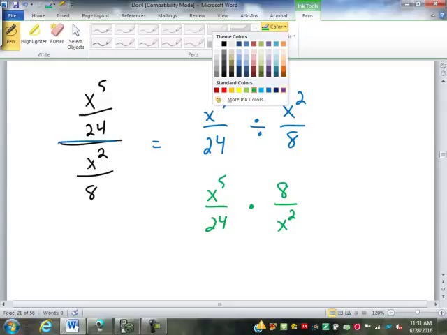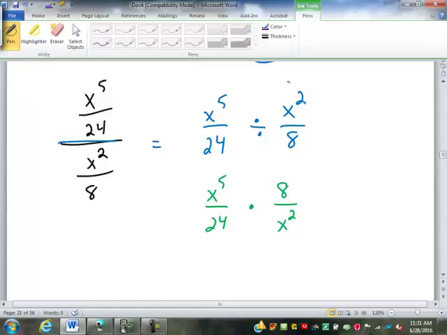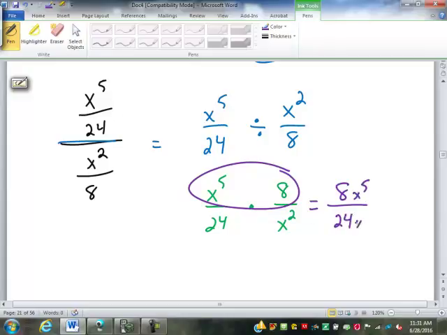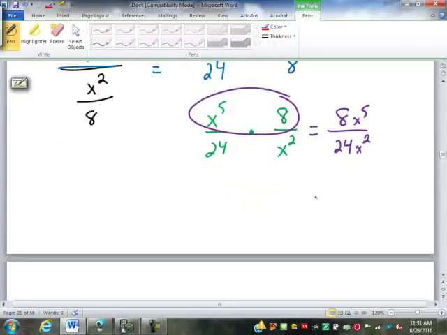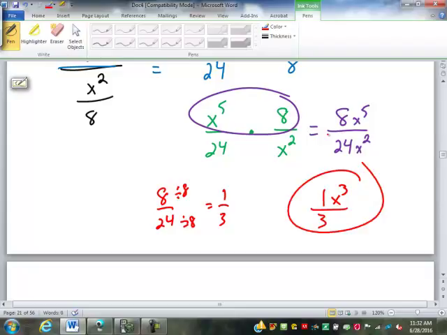Now, this one's a little weird because there's not numbers everywhere and there's not variables everywhere. The simplest way to do this one would be just this. x to the 5th times 8 is 8x to the 5th. 24 times x squared is 24x squared. And then just reduce it. 8 over 24 reduces to 1/3, right? Both of them divide by 8. How about the x's? Where's the x going to end up? Top or bottom? Top. What power? 3. So there it is. 1x to the 3rd over 3 would be my answer.